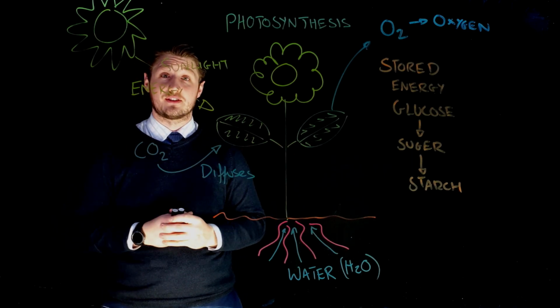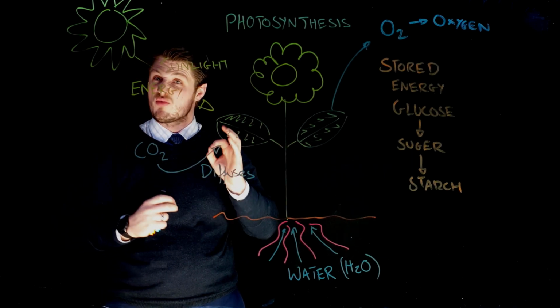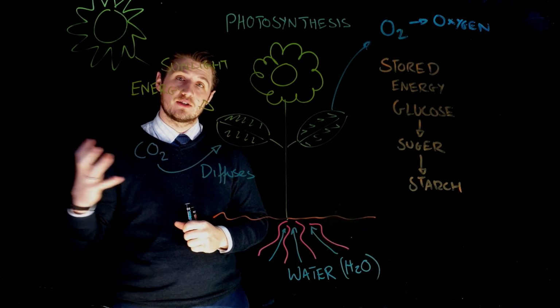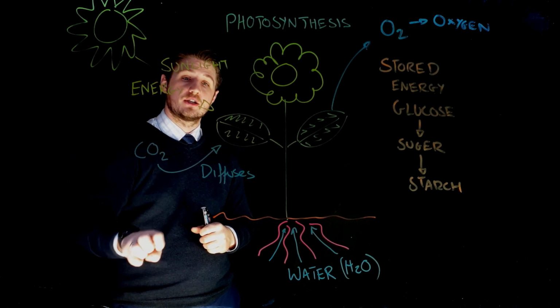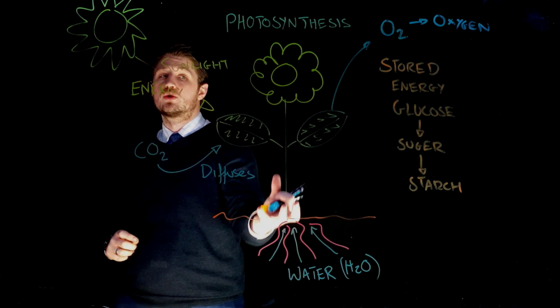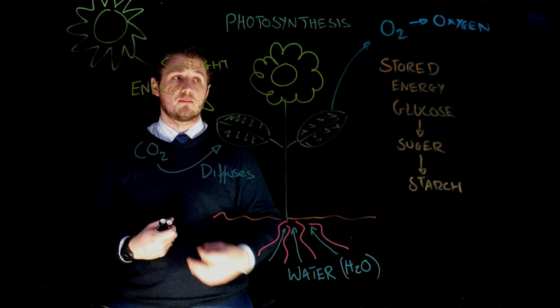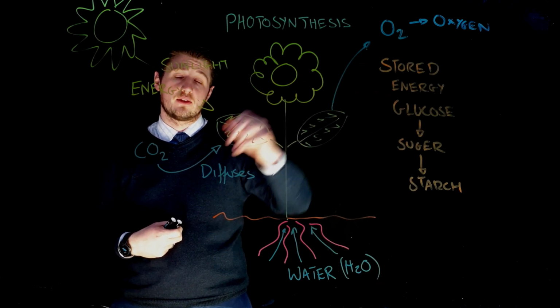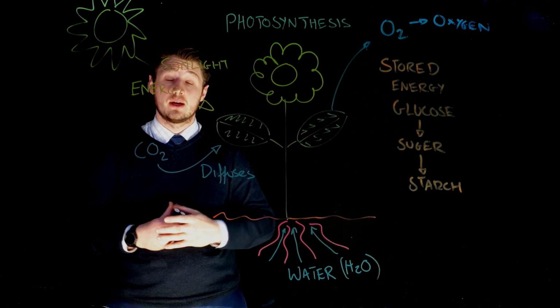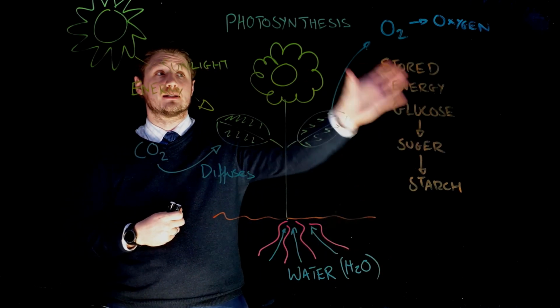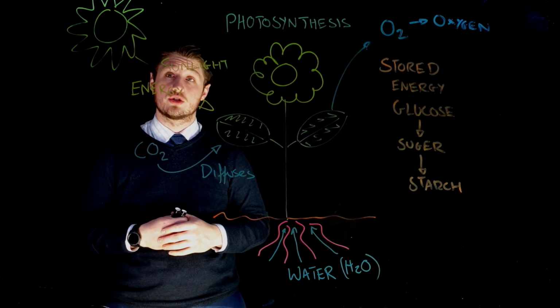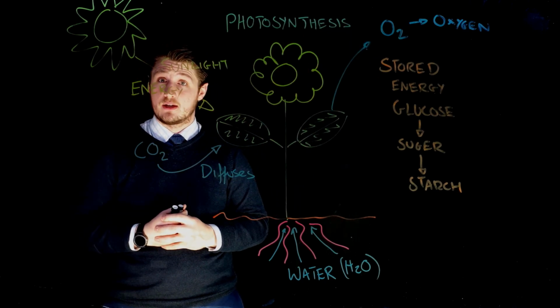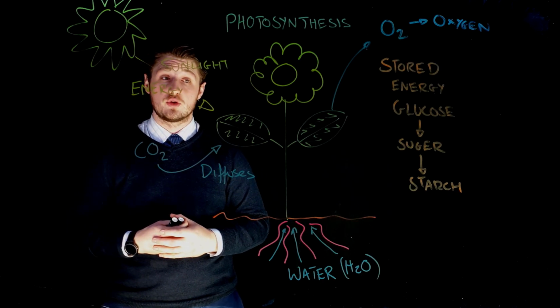So, photosynthesis, key ingredients, the key reactants, the things that go into this equation are sunlight and energy, carbon dioxide, and water. And what is produced is really important. We've got the stored energy in the form of glucose sugar and starch, and the waste product of oxygen. Hope that is some new information for you to process.